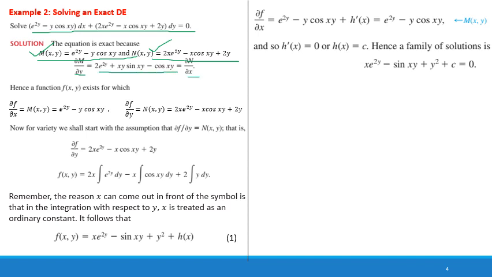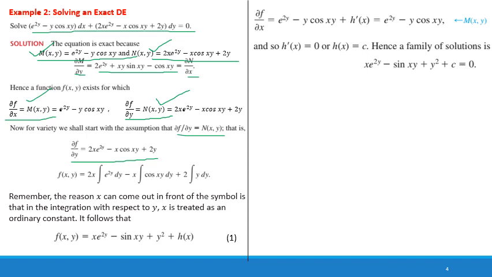So this is an exact differential equation because partial M by partial y is equal to partial N by partial x. Hence the function f exists for which partial f by partial x is equal to function M and partial f by partial y is equal to function N. Now for variety we shall start with the assumption that partial f by partial y is equal to N. So in this example we will use function N for the solution of the equation. You can also use function M.